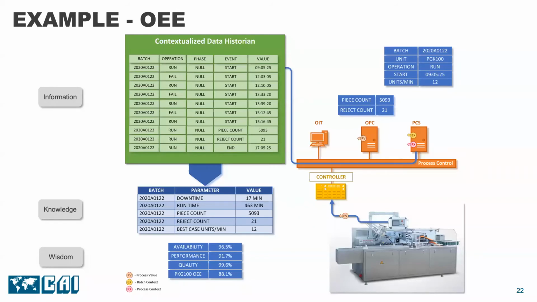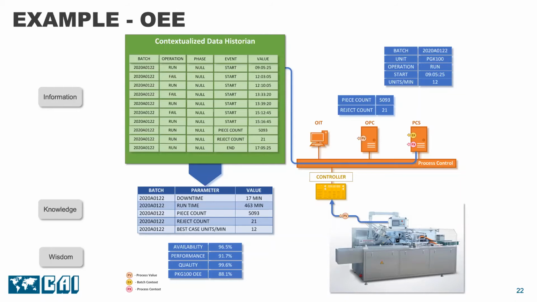Our cartoner is scheduled to run once per day for 8 hours on the evening shift. For our 8-hour shift, we had 17 minutes of downtime. Our operating time was therefore 463 minutes out of the total possible 480 minutes. This gives us an availability of our cartoner of 96.5%.